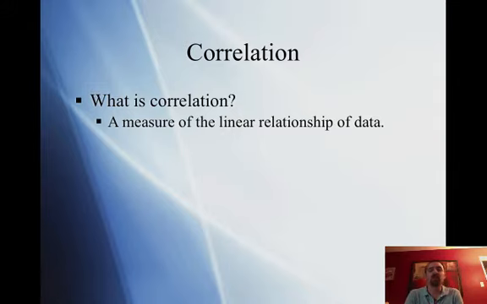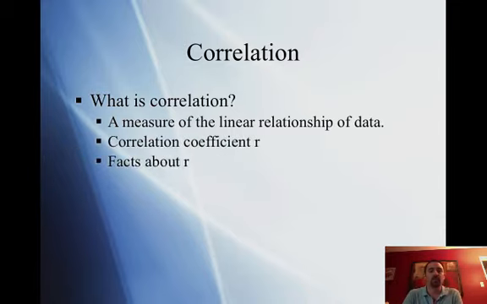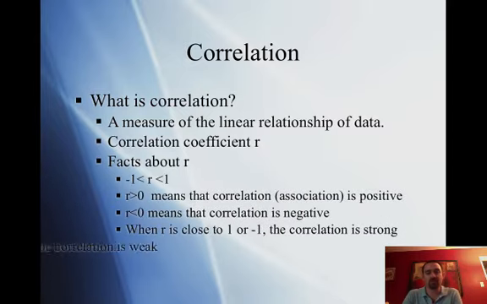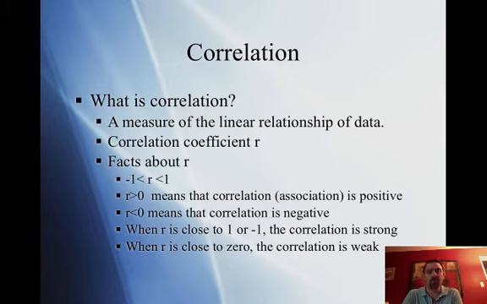We could have a squiggly line, even a perfect squiggly line. If it's not linear, the correlation is poor. The correlation coefficient is R. And I've got some facts here coming along the screen. First of all, R varies between -1 and +1.